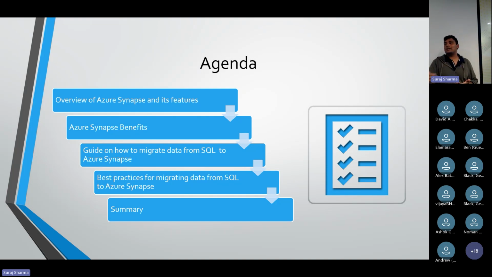So how can we migrate now? What are the migration guides? What are the things you should look for? And at the end, the best practices. If you don't follow best practices, you are overspending money on Azure. So make sure the best practices are followed. And finally, I'm going to conclude my presentation.